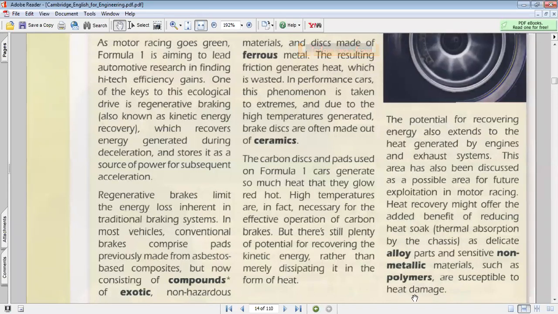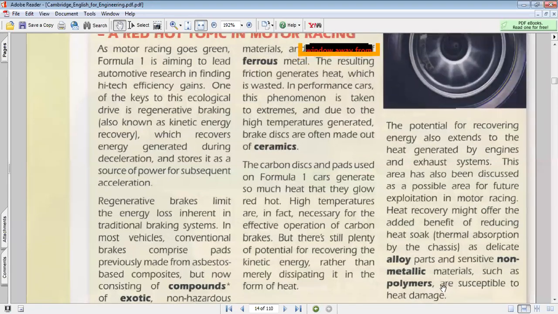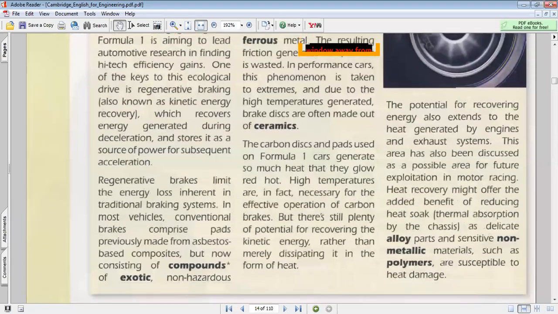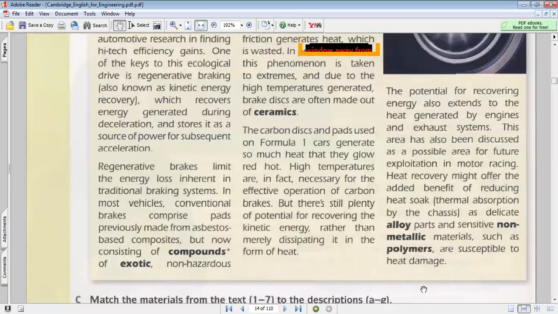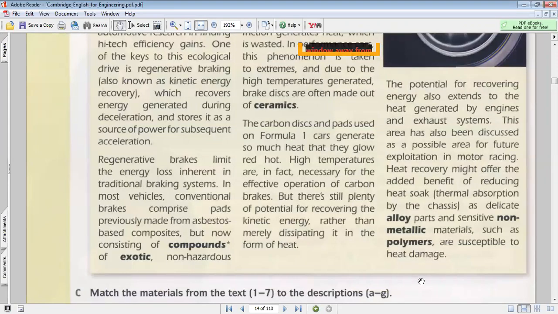The idea here is that the chassis sometimes absorbs heat, and there's a danger that plastic materials or polymers will be susceptible to heat damage. They are subject to damage. Susceptible to means subject to, that something might happen.